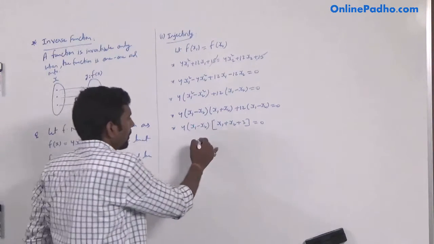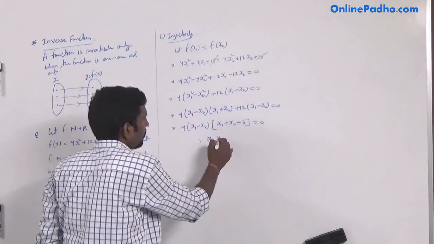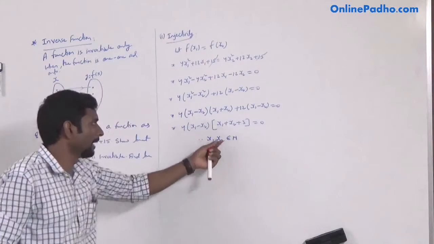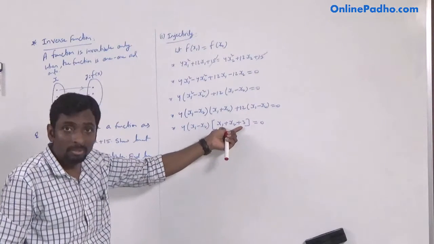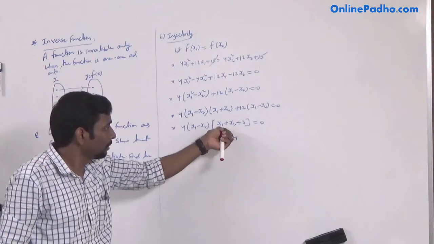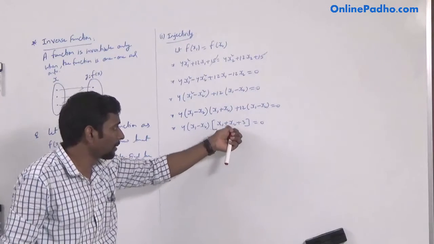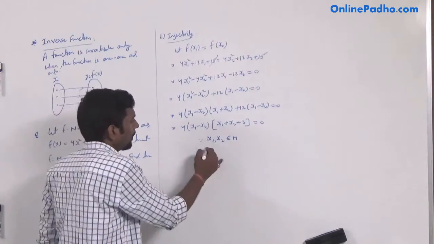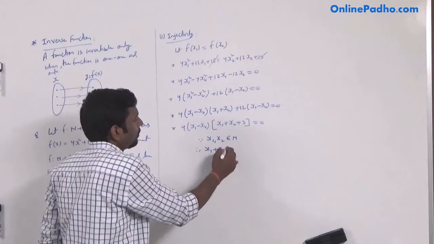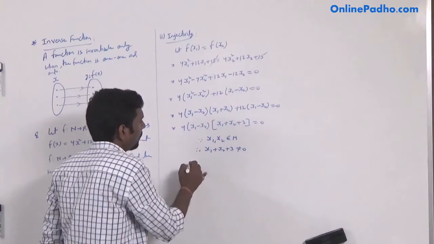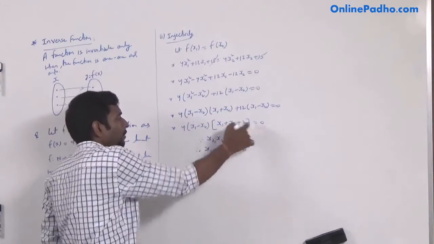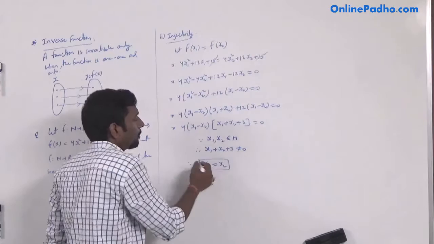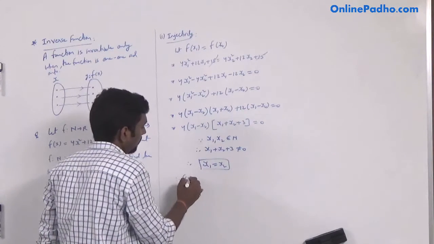Since x1 and x2 belong to the natural numbers, for each and every natural number this expression cannot be 0. The sum of two natural numbers added with 3 cannot be 0. Therefore x1 plus x2 plus 3 cannot be 0, so 4 multiplied by (x1 minus x2) equals 0, so x1 equals x2. We proved this, therefore f(x) is injective.